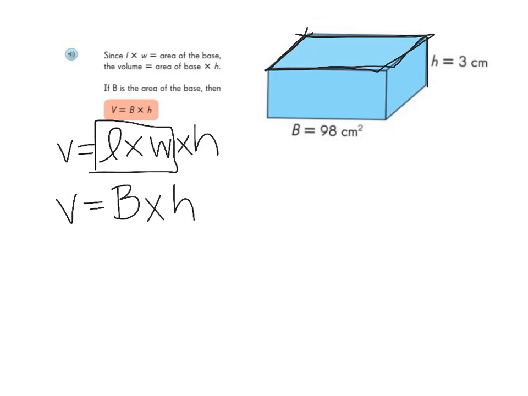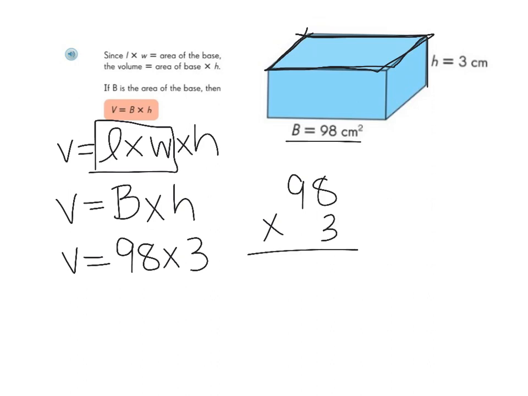So let's take a look at an example of how we would apply that. So if we look at this rectangular prism, it tells us that the area of the base is 98 square centimeters and the height is 3 centimeters. So if we plug that into our formula, we would be multiplying 98 times 3. So we would get a final answer of 294 cubic centimeters.